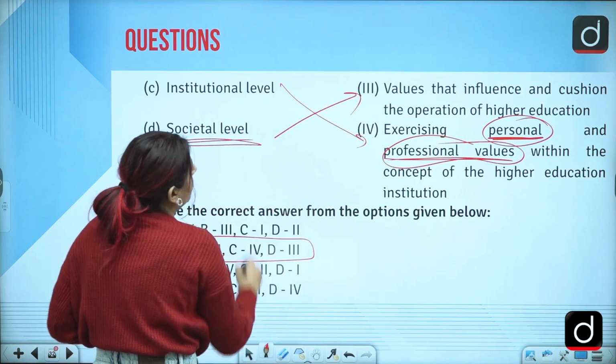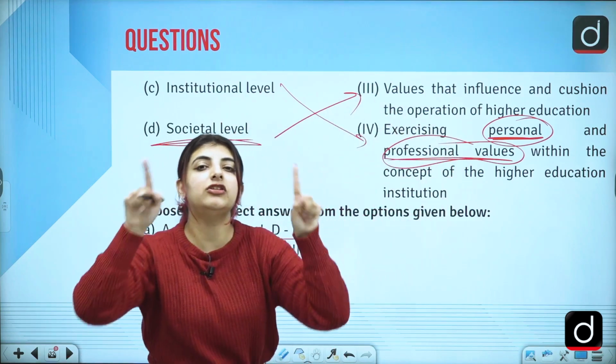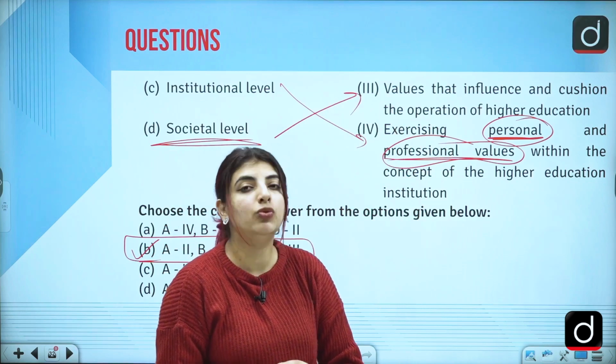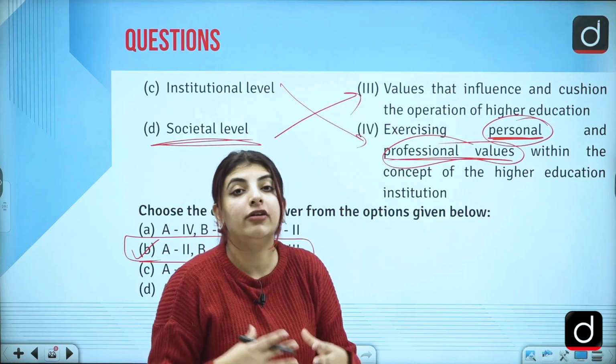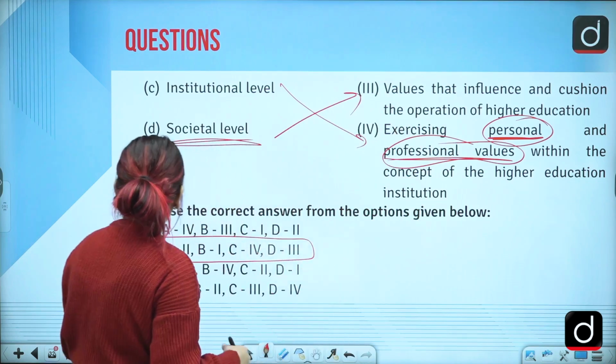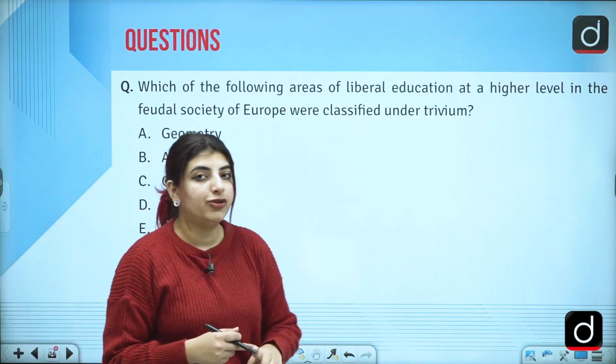Societal level of academic freedom, values that influence and cushion the operation of higher education on a societal level. What does it lead to? Is the student becoming someone who is knowledgeable, and is he contributing to the society, right? And the societal freedom comes hereforth. Correct? Then we have which of the following areas of liberal education again.